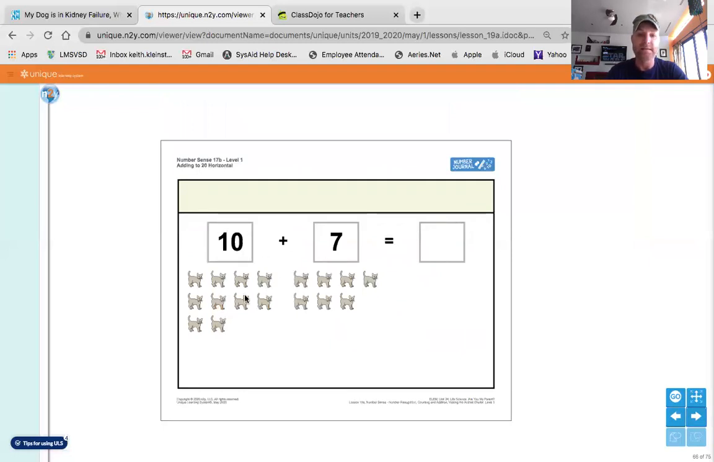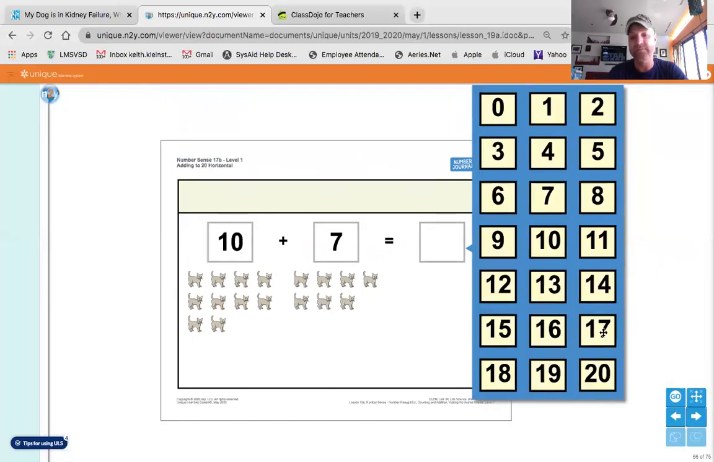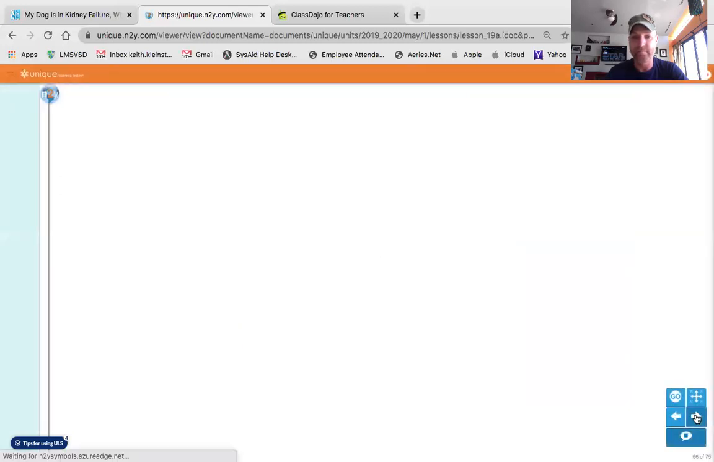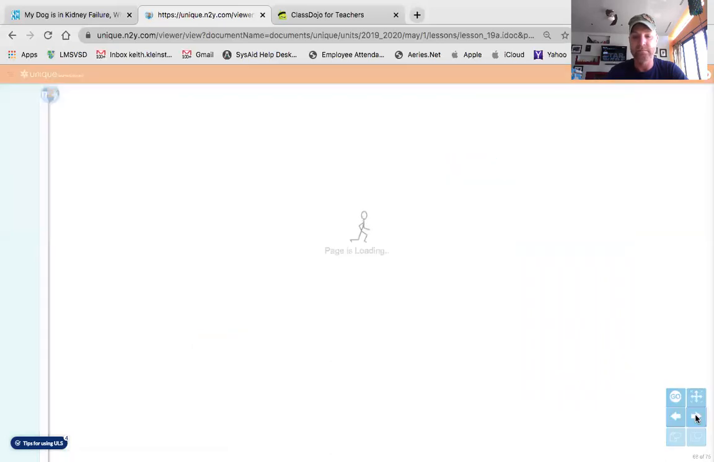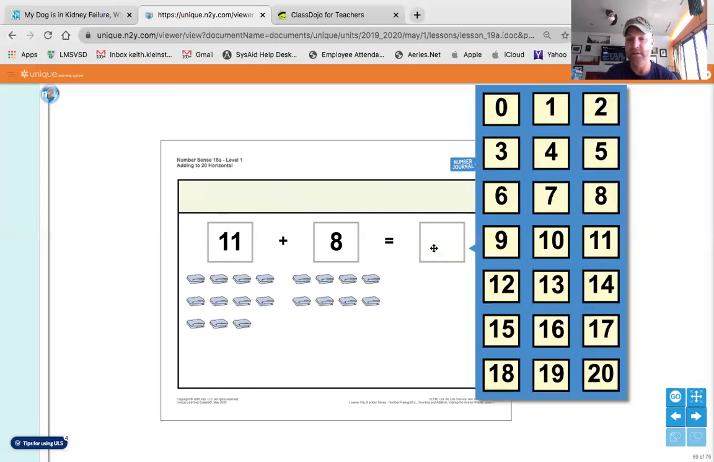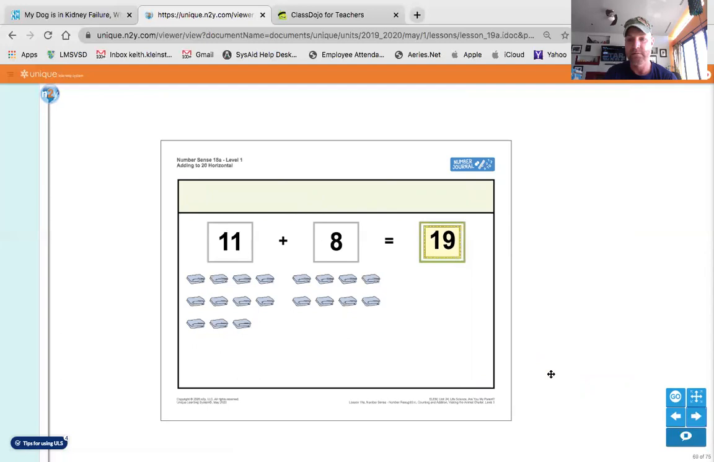Okay, we got 10 cats plus 7 cats. So we're going to start at 10, go 11, 12, 13, 14, 15, 16, 17. Find 17. So we have 11 towels plus 8. So let's start at 11, 12, 13, 14, 15, 16, 17, 18, 19. So we have to find the number 19.